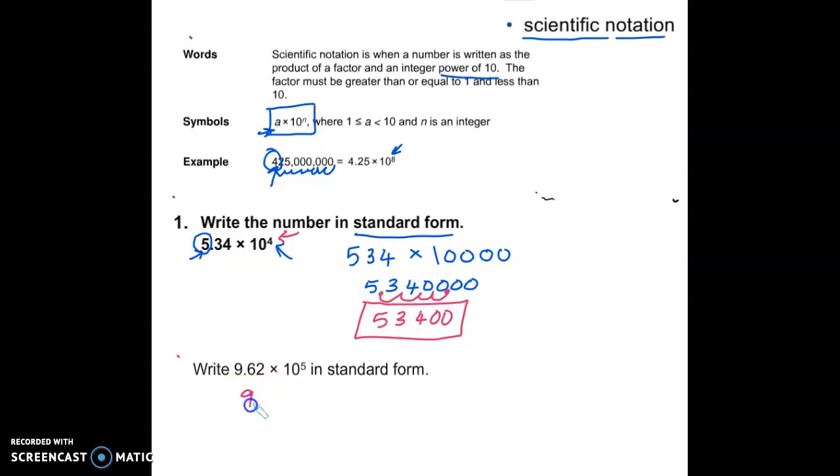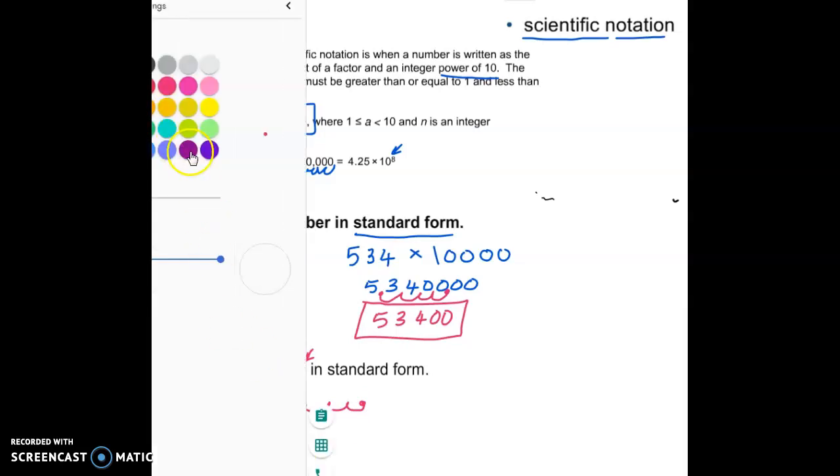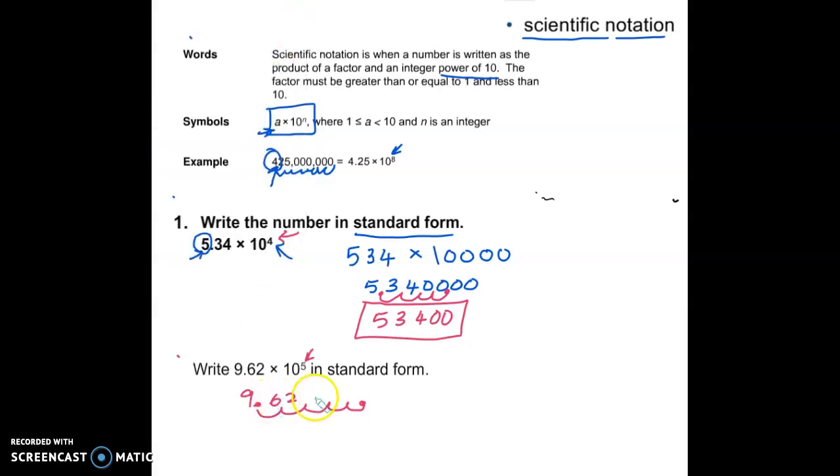Now let's look into another similar example. This is 9.62, and the power is 5. So I'm going to move this decimal 5 places: 1, 2, 3, 4, 5. Now the rest of the places we're going to fill with zeros. So I'm going to go 0, 0, 0. So this is in standard form, 962,000. That's it.